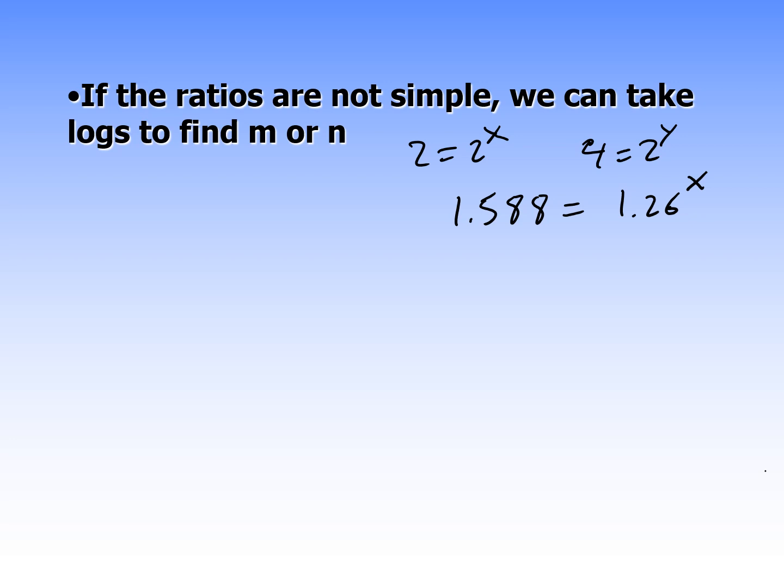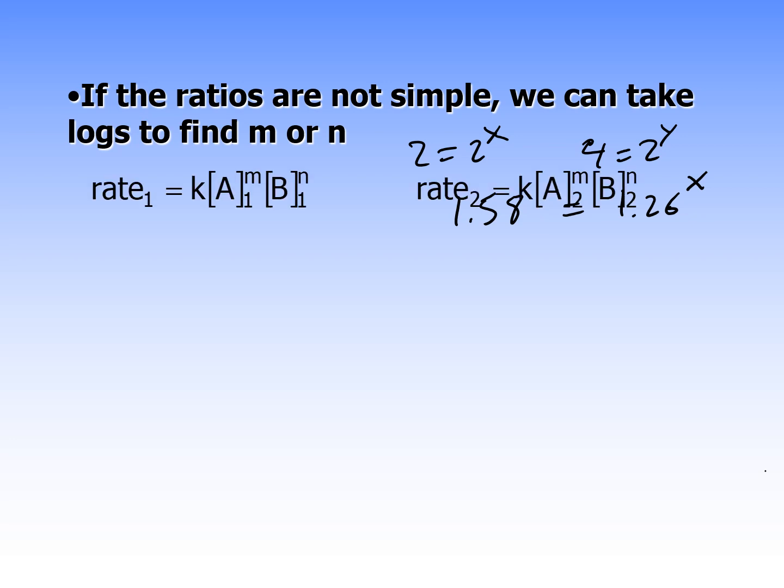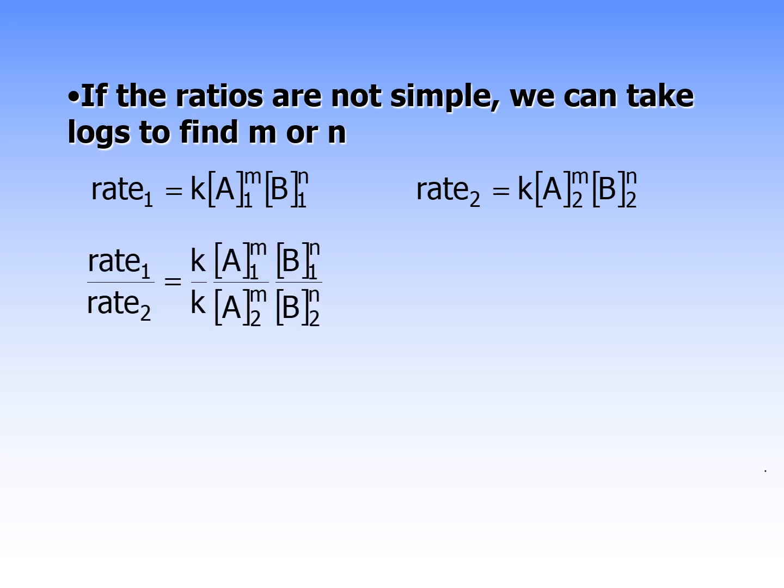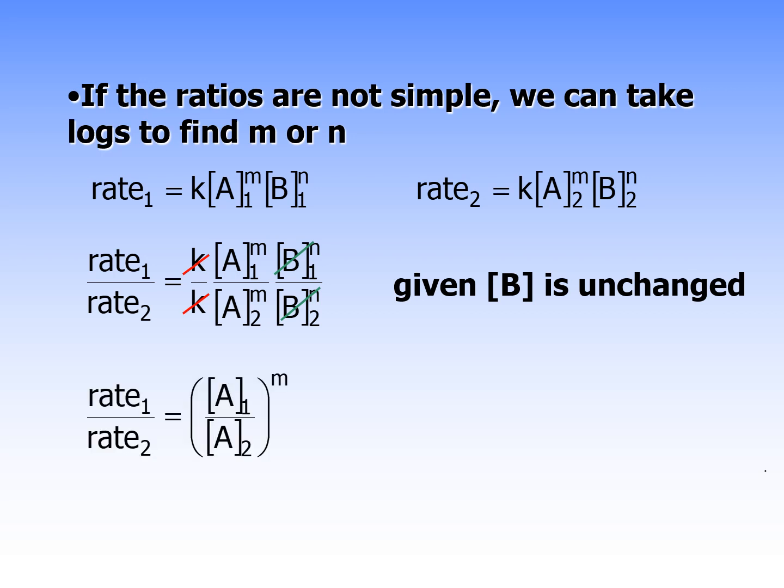So in this type of scenario, we need to use logs in order to solve for x, our exponent. Now, how do we do that? So let's look at that. Let's say we have a scenario where we have rate 1 and rate 2, like we were doing on the previous slide, and their rate law equations are like this. And we're going to divide them, rate 1 over rate 2. And for this case, let's say, hey, B's concentration is not changing, like we did in the previous slide. And then we can go, great, hey, we can cancel it out and we get this.